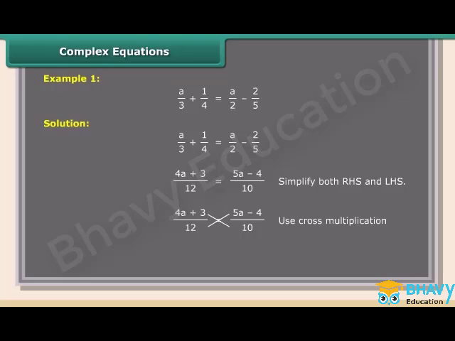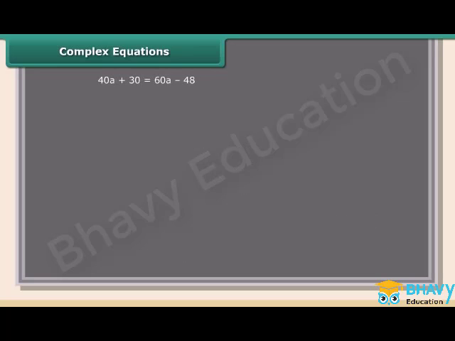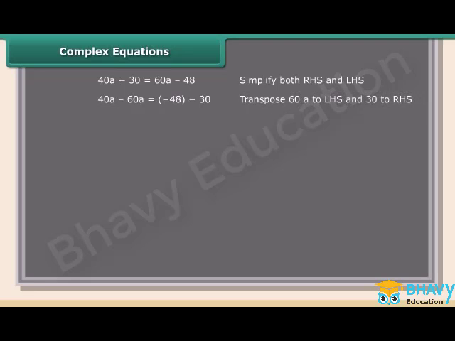Use cross multiplication. 10 into (4a + 3) is equal to 12 into (5a - 4). 40a + 30 = 60a - 48. Simplify both RHS and LHS. 40a - 60a = -48 - 30. Transpose 60a to LHS and 30 to RHS.